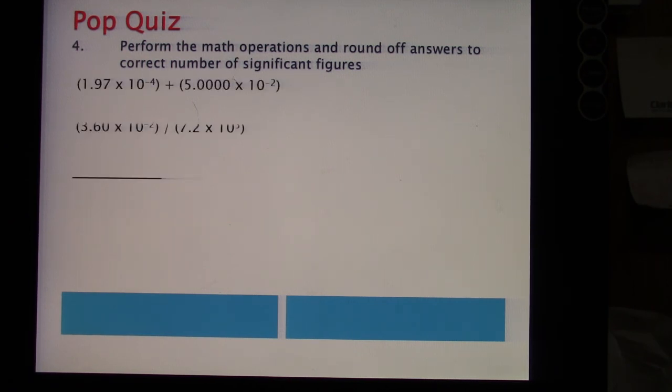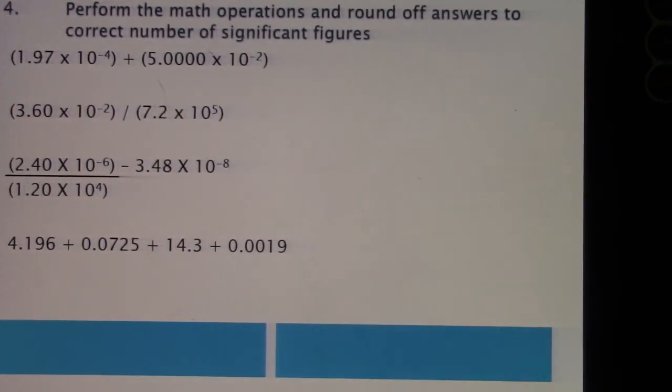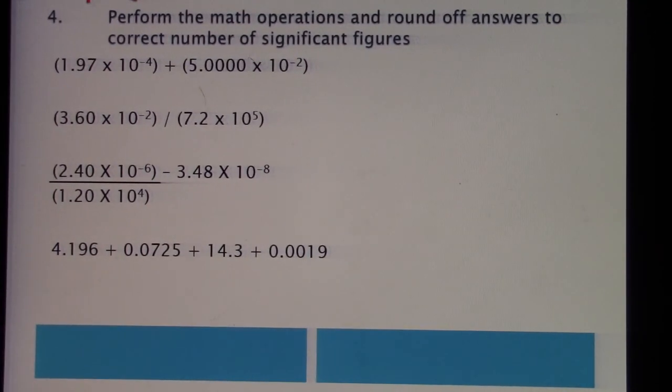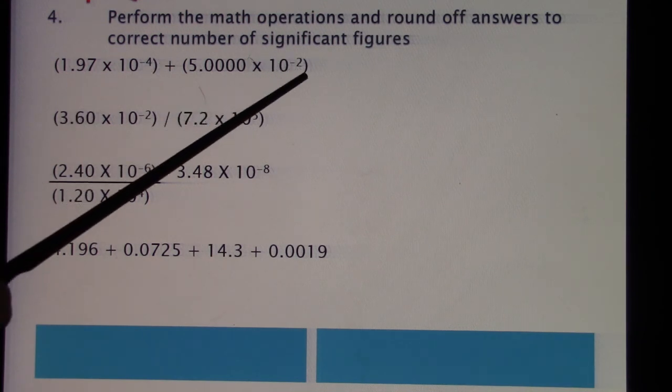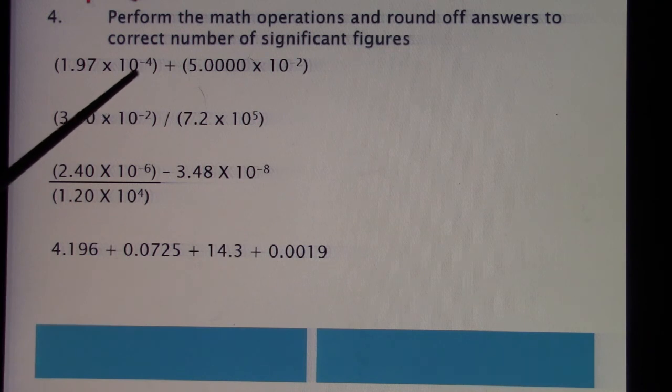Let's try a couple more with exponents. Let's try these. Zoom in a little bit. So this one here, that number is -2, that's -4, so that's bigger than that. So this one here I would convert to -2, so just move the decimal over 2 places, 1, 2. And then add them together. So you should get that as your answer.